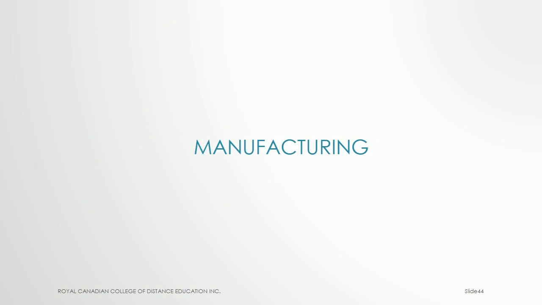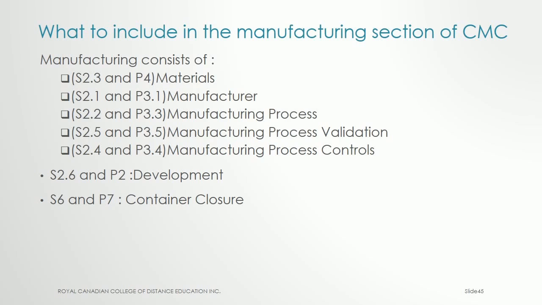Manufacturing. In this section we will consider the sections of the CMC that describe the manufacturing of the drug substance and drug product. What to include in the manufacturing section of CMC. Manufacturing consists of materials, manufacturer, manufacturing process, manufacturing process validation, manufacturing process controls, development of drug substance and drug product, container closure for drug product and drug substance.